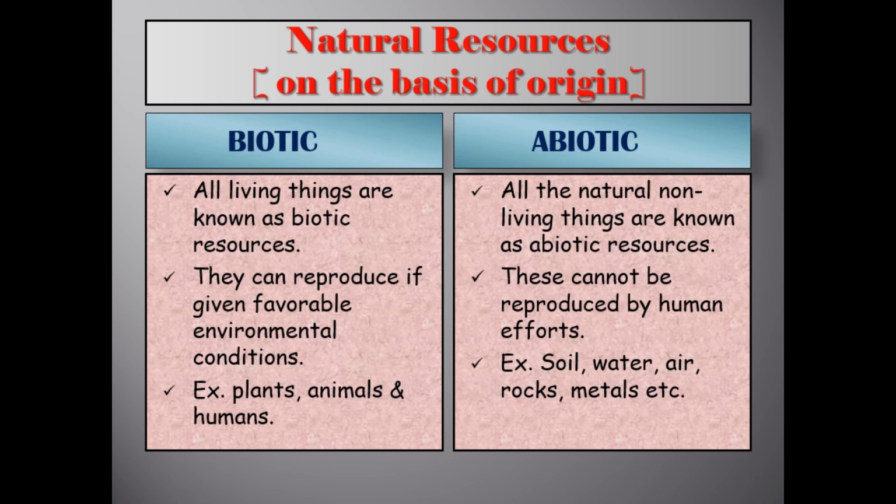Let's take a quick review again. All living things are known as biotic resources. On the other hand, all the natural non-living things are known as abiotic resources. Because they are living things, they are natural, they can reproduce, but the non-living things cannot be reproduced. Examples are given.